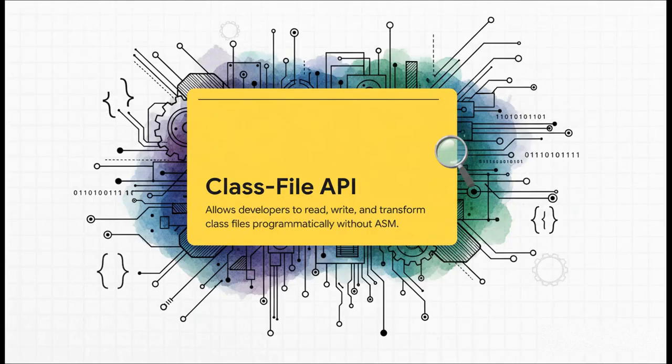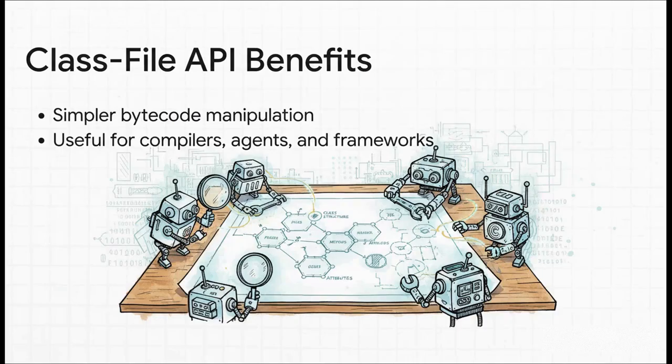Okay, next up, and this is another big one that's now final, the Class-File API. For years really, if you needed to mess with Java bytecode, you had to reach for a third-party library like ASM. There was no other way. But now, Java has a standard, built-in API to do it all. And let me tell you, this is a massive deal for anyone building tools, frameworks, or compilers that run on the JVM. And the benefits here?